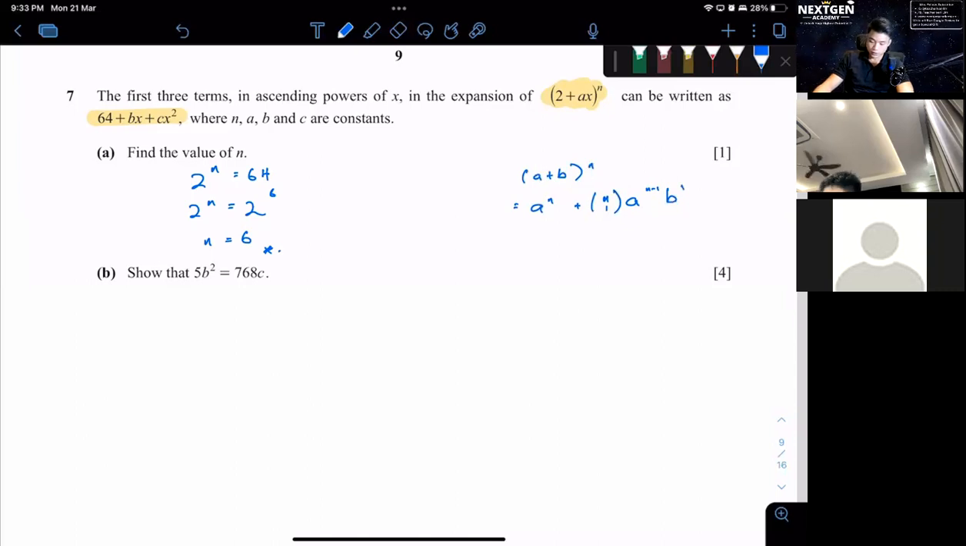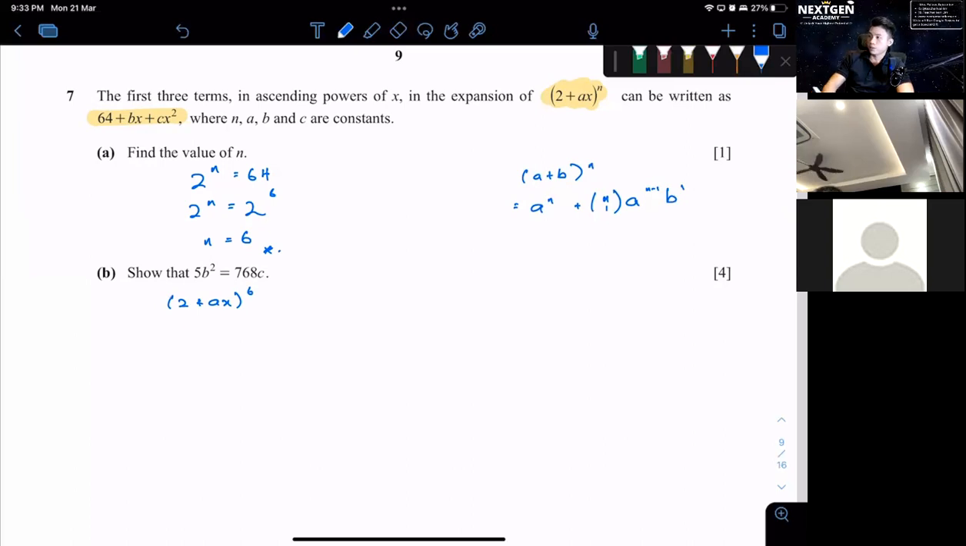All right, next one. Question B. Show that 5b squared equals 768c. Okay, let's see, what do we have here? We can expand, then we can compare the coefficient. Right? So let's see. Slowly expand. So we got to use the formula 2 plus ax to the power of 6.